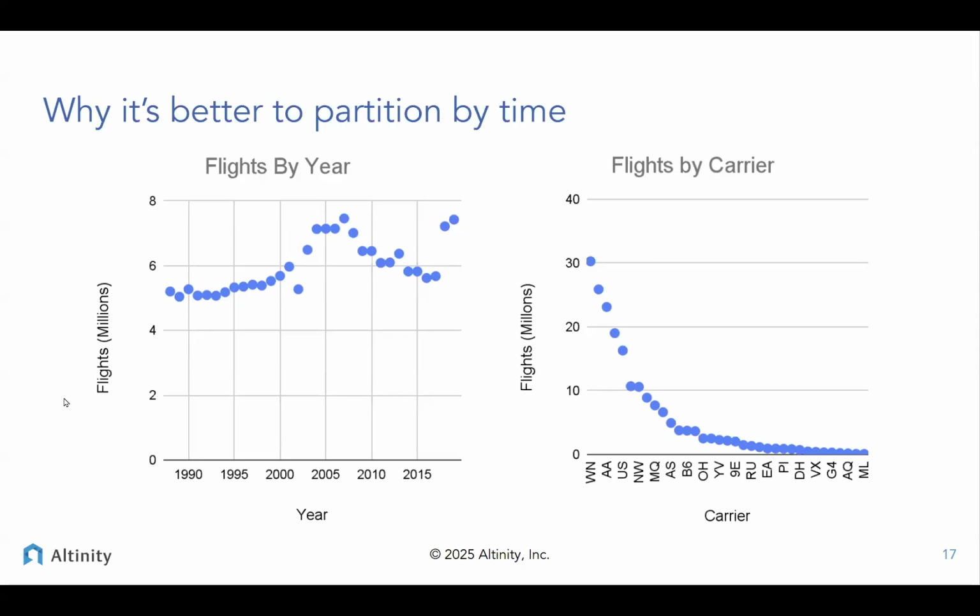If we were to partition by something else like carrier, you would get a very, very lumpy distribution of the parts. You can see that the carriers, these are their abbreviations down below, vary widely from a few 100,000 rows total to 30 million. So this results in parts that are very lumpy and hard to manage.